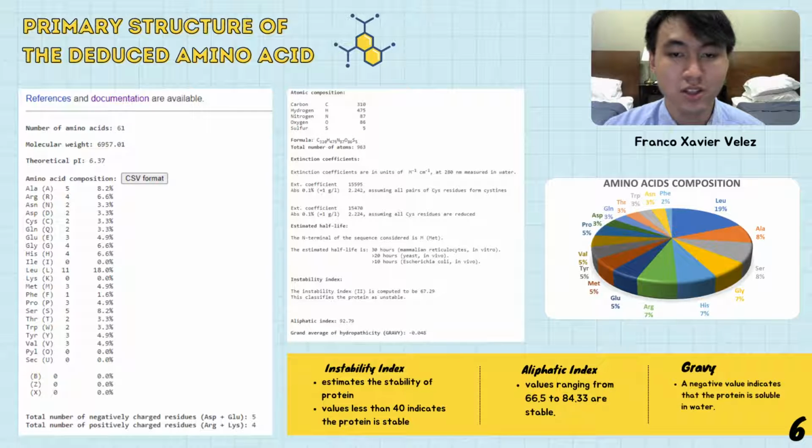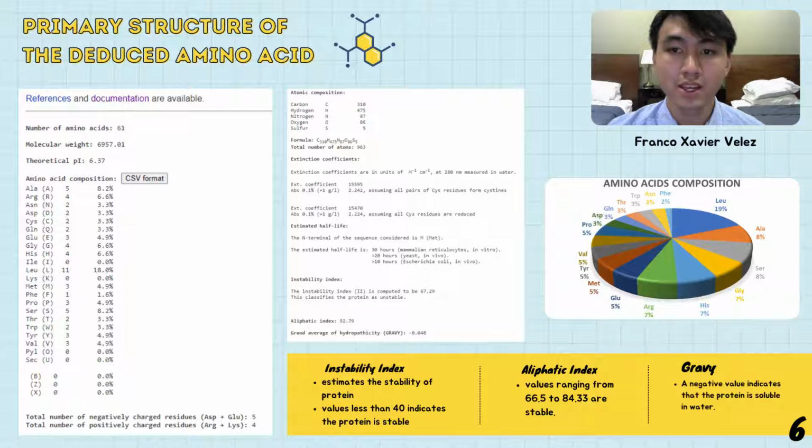15,595 pairs of cysteine residues form cystines. On the other hand, 15,470 of cysteine residues are reduced. For the estimated half-life, the N-terminal is methionine or the initial amino acid. This gave 30 hours for mammalian reticulocytes in vitro, at least 20 hours in yeast in vivo, and at least 10 hours for E. coli in vivo.